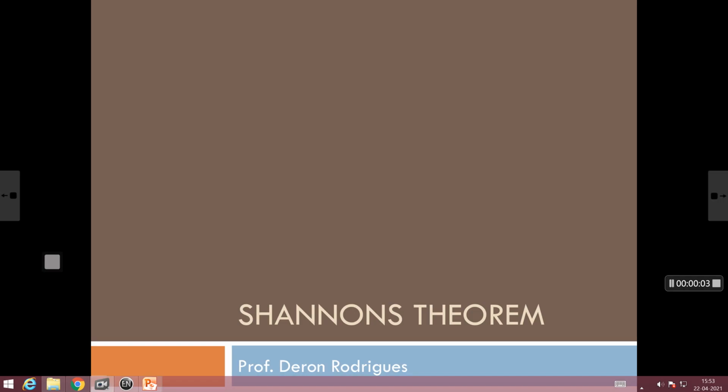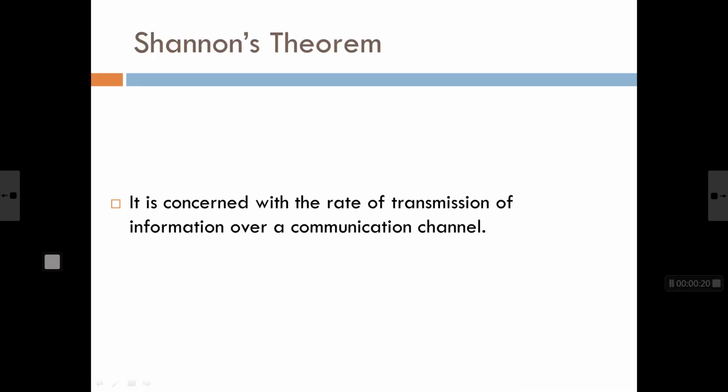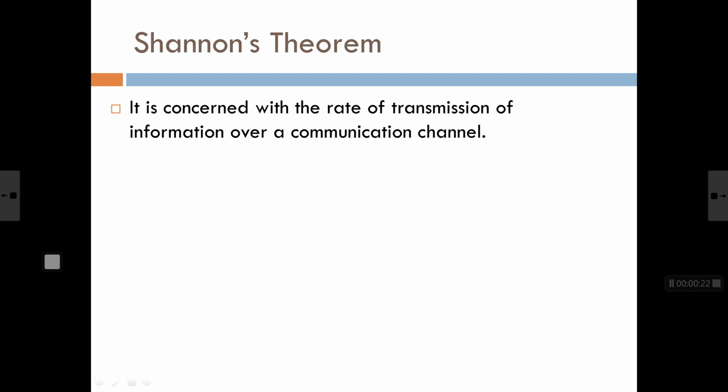In today's class, we shall have a look at Shannon's theorem. Now, we have already seen Shannon's first fundamental theorem. Now, we shall have a look at Shannon's theorem for channel coding, that is also called Shannon's second fundamental theorem. Now, Shannon's theorem is concerned with the rate of the transmission of information over a communication channel.